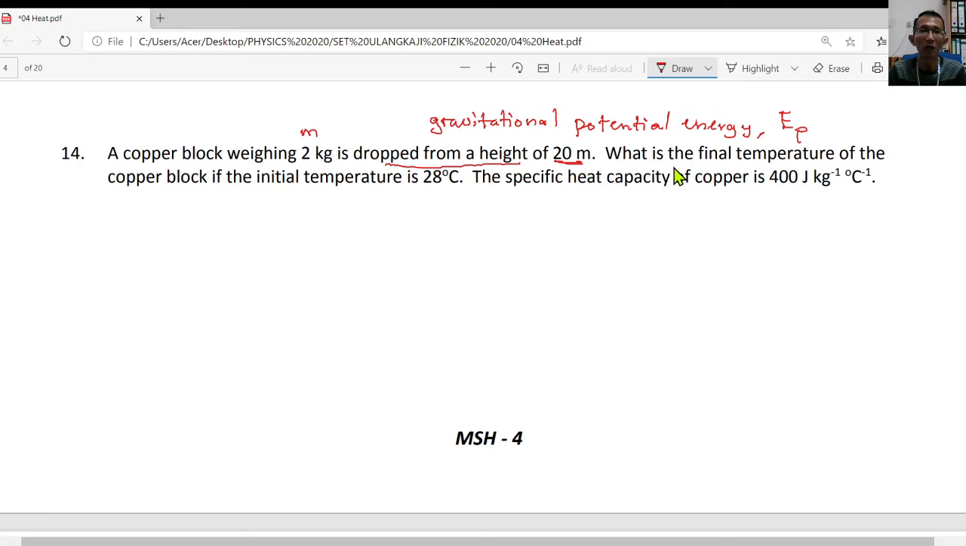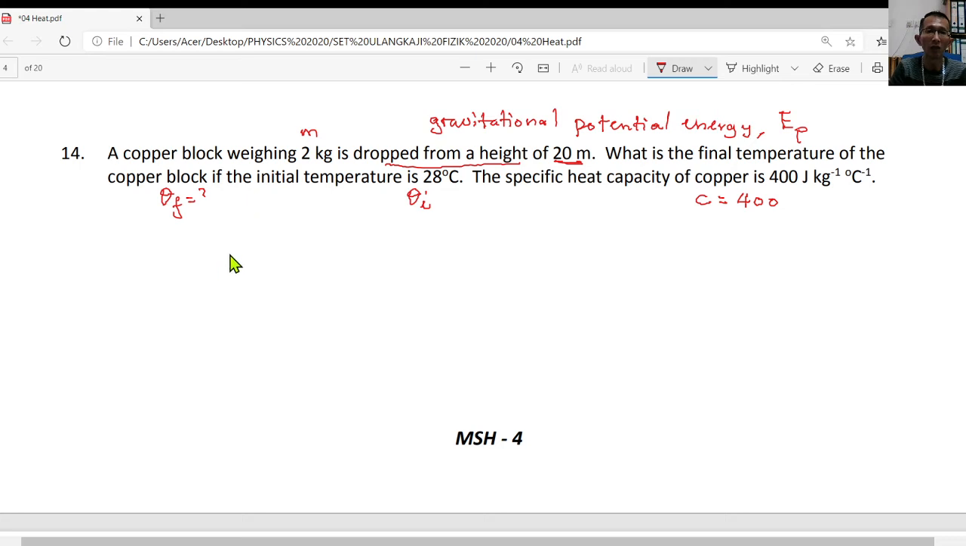And we are to find the final temperature of the copper block given that the initial temperature is 28 degrees Celsius. So this is our initial temperature and we are to find what is the final temperature. And then we are also given the specific heat capacity of copper is 400 joule per kilogram per degree Celsius. So this is the value of our c, is 400.